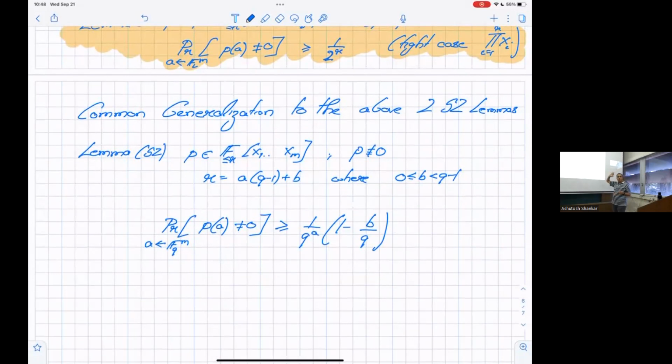So, we want it to be 0 as much of the time as possible. That was how we constructed that polynomial. So, let's try to construct a polynomial here.